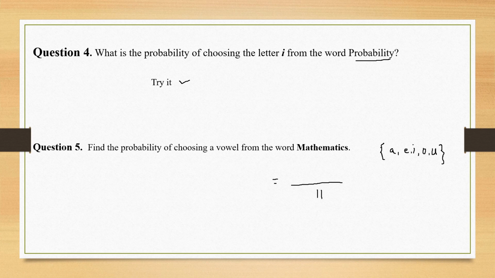How many vowels are used here? So here we have one vowel, second, third, and fourth one. So in total 4 vowels are used here. So the probability of getting a vowel from the word mathematics is 4 by 11. Okay, dear student, this is the answer, 4 by 11.